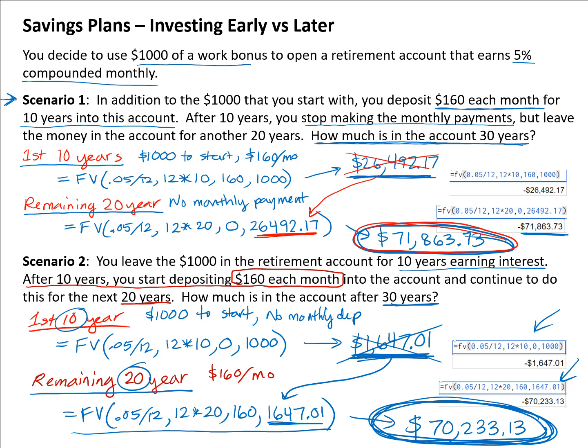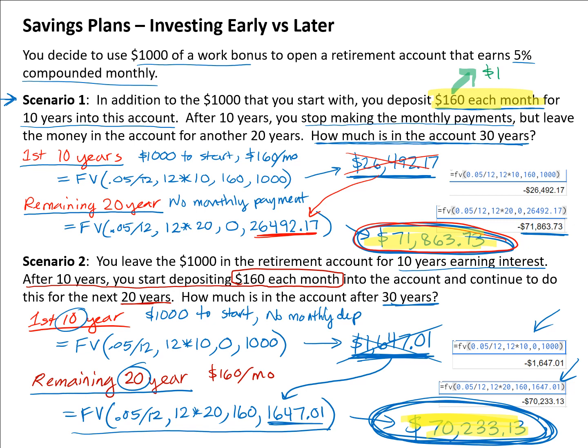Let's compare these two scenarios. In the first scenario, I ended up with $71,800. In the second scenario, I ended up with $70,000. Now, much better in the first scenario. And that may be surprising because if you think about it, I put much less money in. I deposited $160 per month only for 10 years.